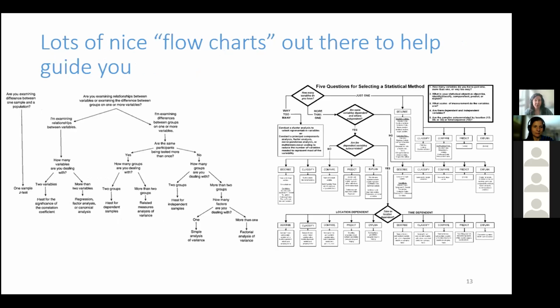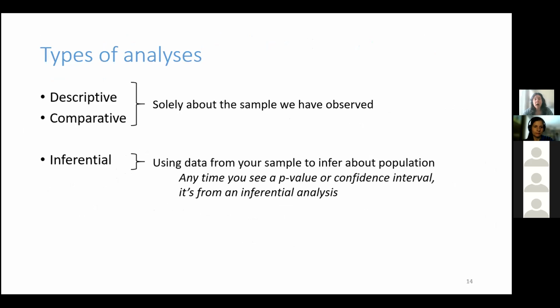I do want to flag that there are tons of really nice flowcharts out there to help guide you towards what analysis might be right for you. These are just a couple of examples. If you Google choosing a study design or choosing a method, you'll find tons of these flowcharts, of varying levels of complexity, and they can be really helpful. So just to flag that as a resource for the future. I'm going to talk in broader strokes than that, just so you have a sense of categories and options.